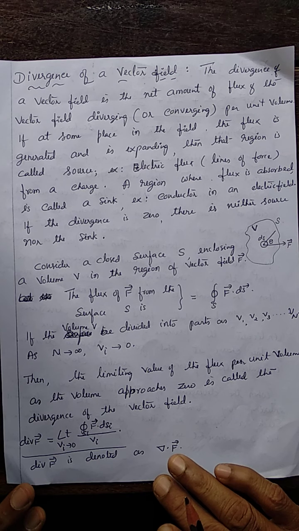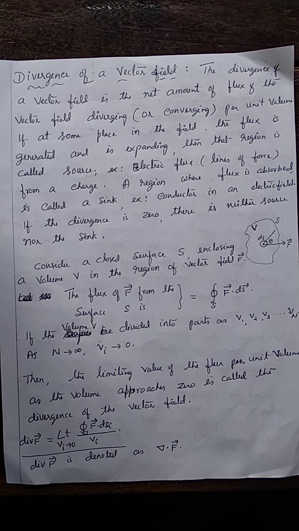Divergence of a vector field. The divergence of any vector field is the net amount of flux of that vector field diverging. What do we mean by diverging? Moving away from a given point per unit volume. Divergence of the vector field is the net amount of flux of the vector field diverging per unit volume.